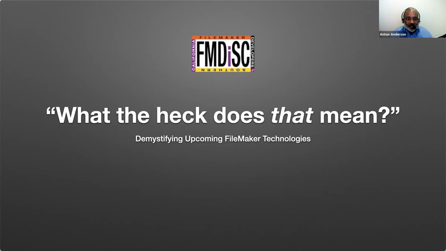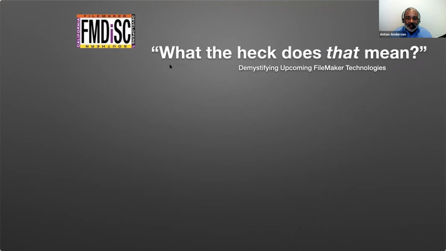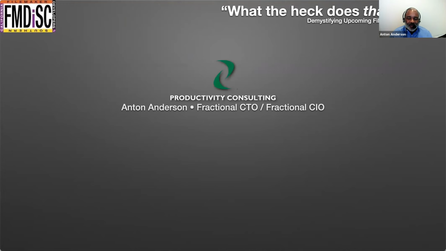Let me get this to go. I have to click, I guess. And so my name is Anton Anderson. My company's Productivity Consulting. I've been around for a while. I'm a FileMaker developer, Claris developer. My main business offering is that of a fractional CTO, fractional CIO, which, it's alphabet soup. And so what that really means is that I help business leaders make better technology decisions.